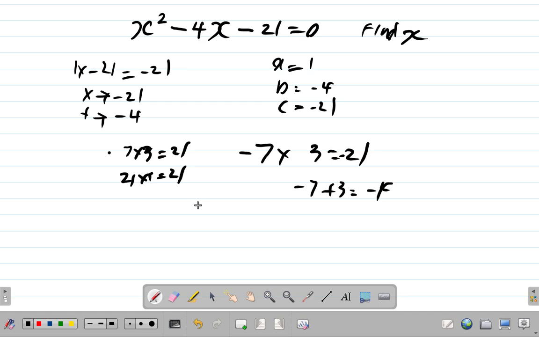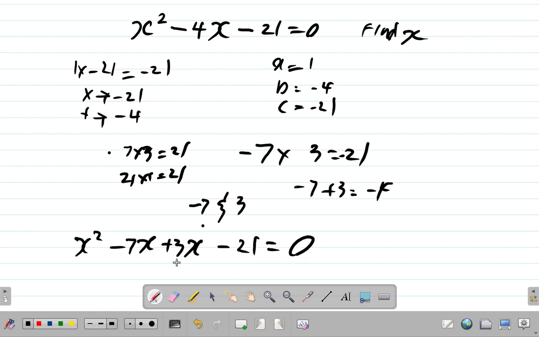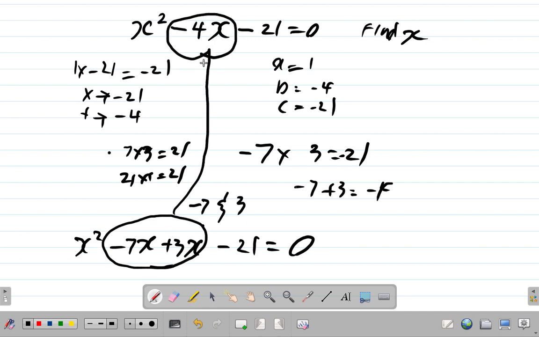So we have the two numbers that we are looking for, negative 7 and 3. Now what we're going to do is split the middle part, the x, into negative 7x and 3x. Or we could have 3x and negative 7x. It doesn't really matter which one you write first. So x squared minus 7x plus 3x minus 21 equals 0. Notice the negative 7x plus 3x gives you the same negative 4x. You see?